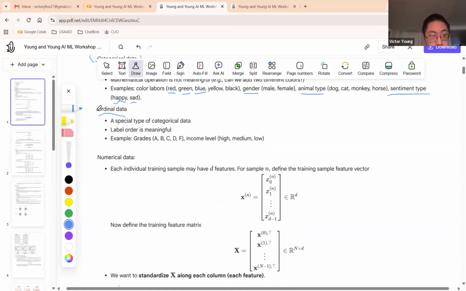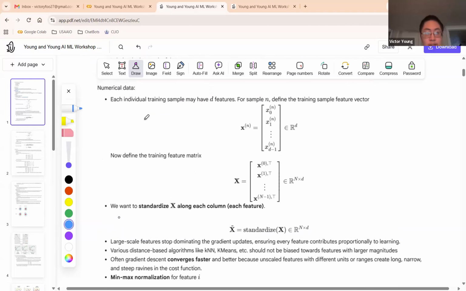And ordinal is very rarely seen, but these are things like grades or income level. But most of the time, grades can be expressed as a number, like you got a 70% on a test. Income level, you can express just as your income. So ordinal data, we do not really need to talk about it. Okay. For numerical data, each individual training sample will have D features, right? That's what we have said. The big X is N by D.